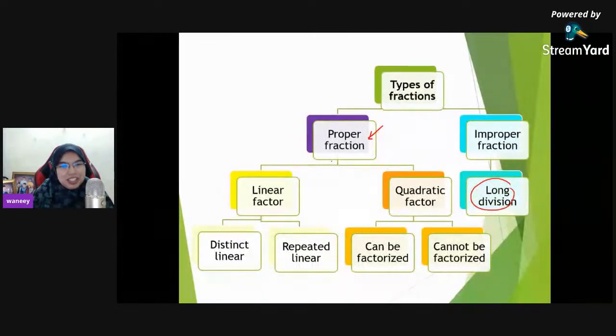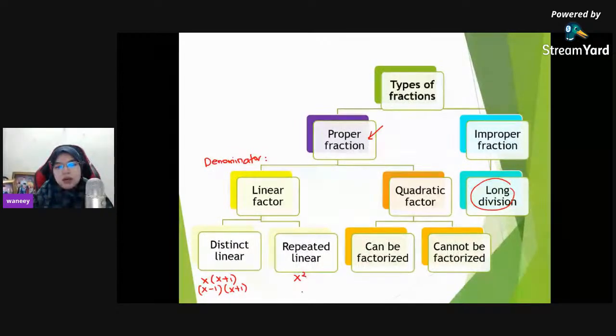In a fraction, you need to refer to your denominator. Always check your denominator. Is it a linear factor or is it a quadratic factor? If it is a linear factor, is it a distinct linear or a repeated linear? Distinct linear means you have different linear functions, for example x plus 1 together with x minus 1. Those are distinct, two different linear factors. Repeated linear means we have the same linear function, perhaps something like x squared or x minus 1 squared. Those are repeated linear.